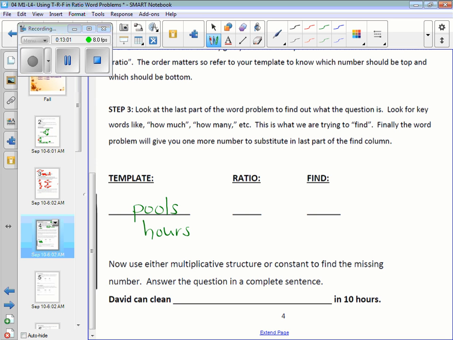Three to 5 is my ratio, okay? We're going to put it into the ratio exactly the way it shows in the word problem.